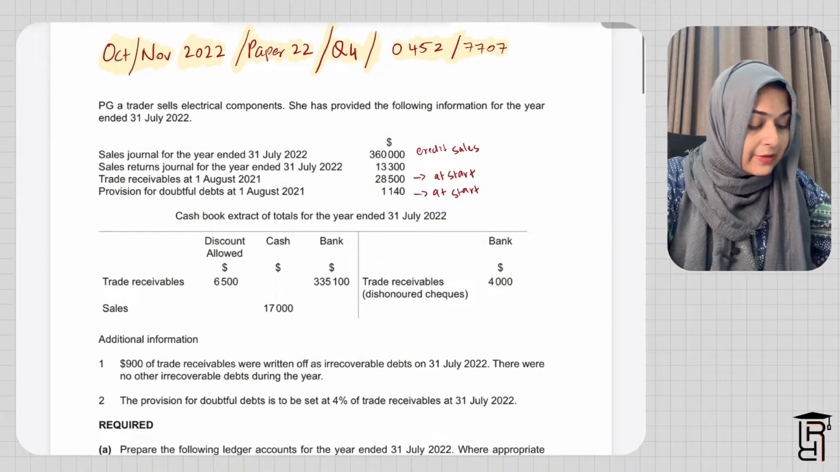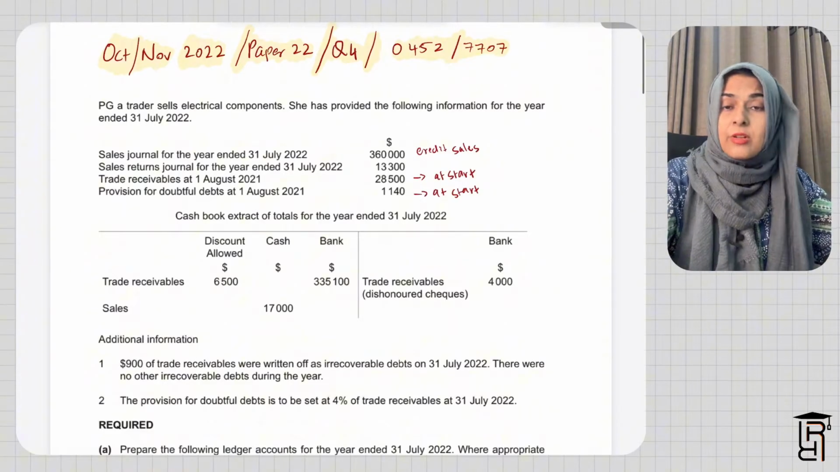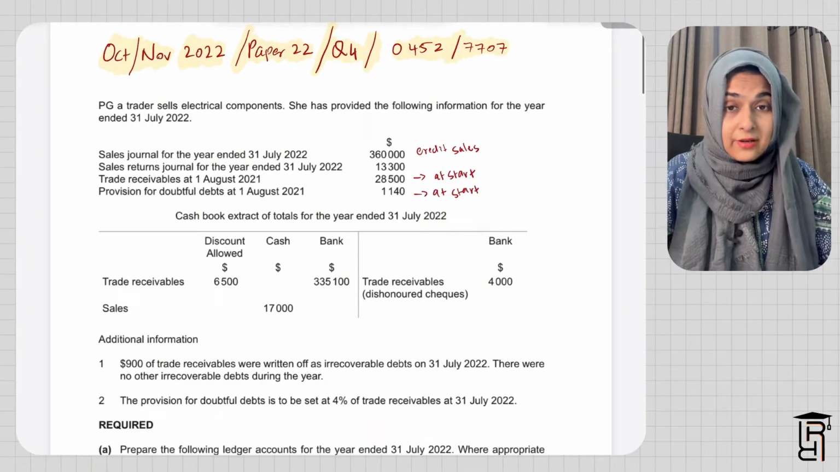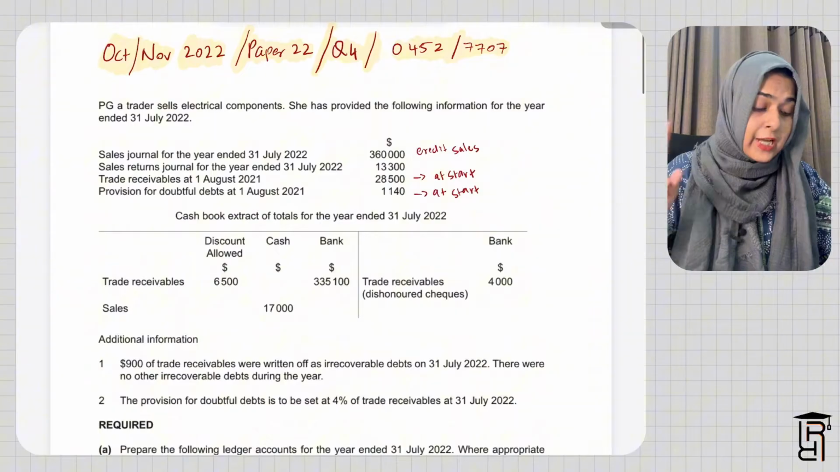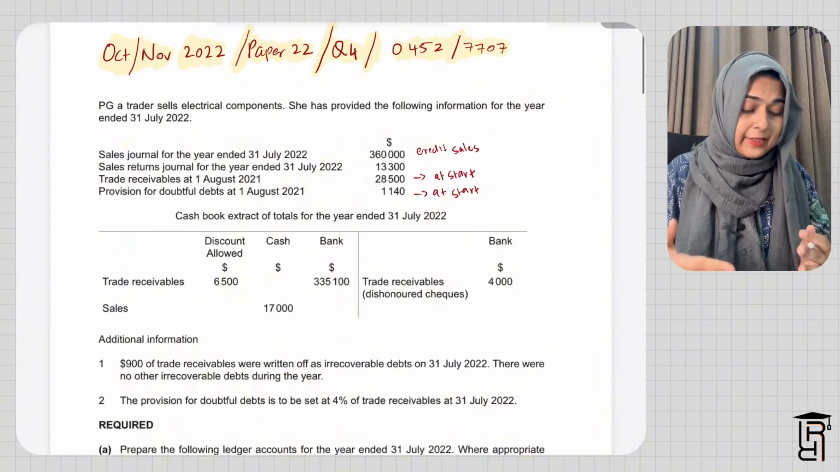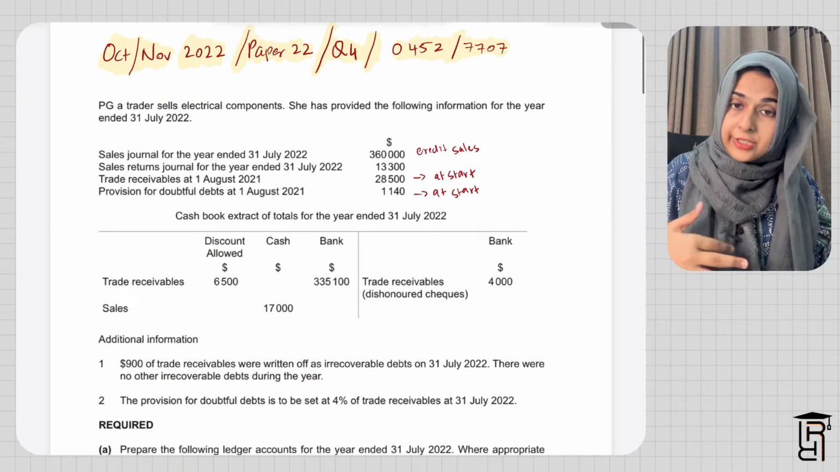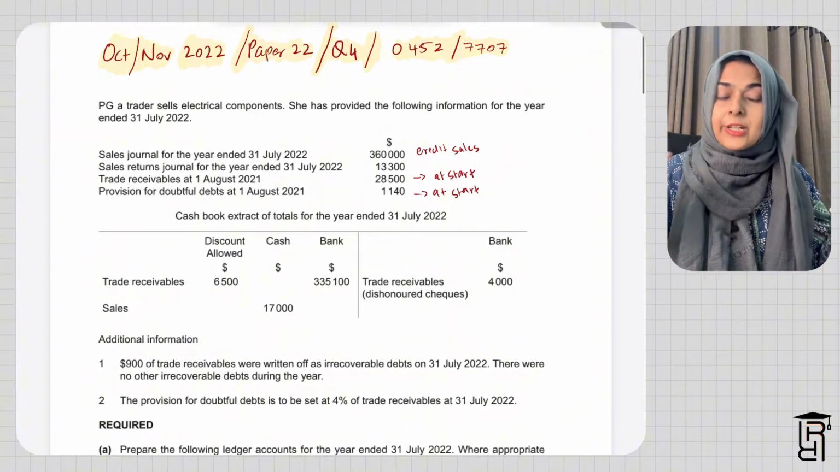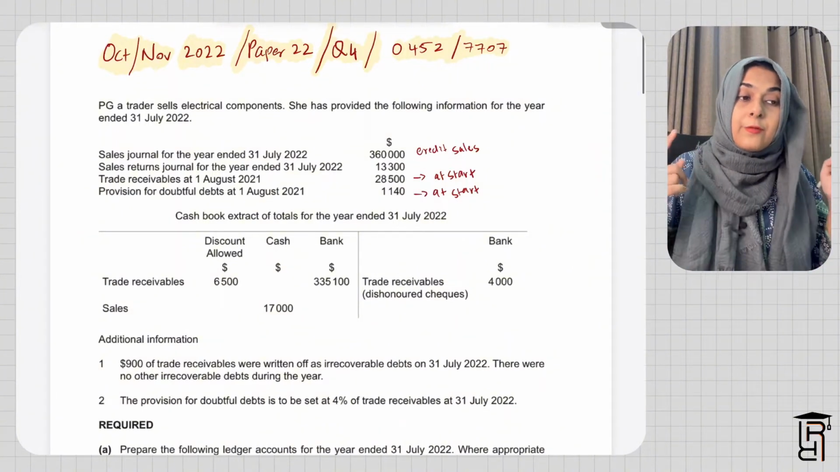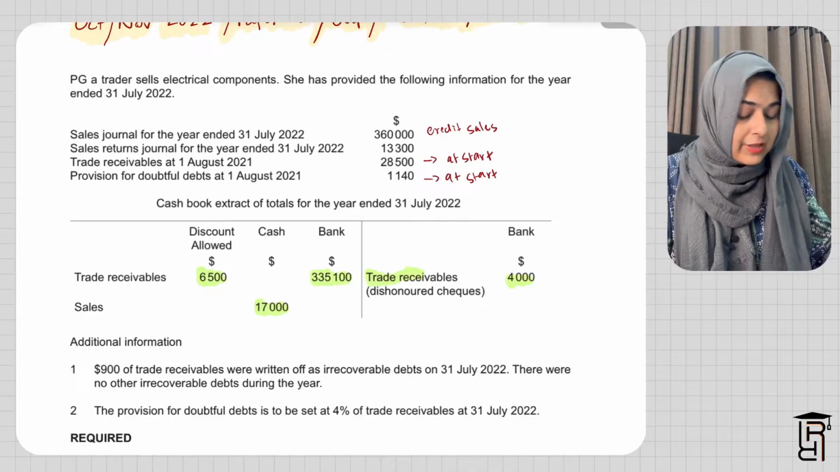And then on the credit side, they have given you trade receivables dishonored cheques. So the dishonored cheques are those cheques which are returned by the bank because the customer does not have enough funds in his or her account. So the trade receivables cheques that we have received and recorded on the debit side, there are some cheques which have been dishonored and returned by the bank to us, and therefore we haven't received the money from our customers for these particular cheques. We haven't received this amount, that is $4,000, which is irrecoverable.